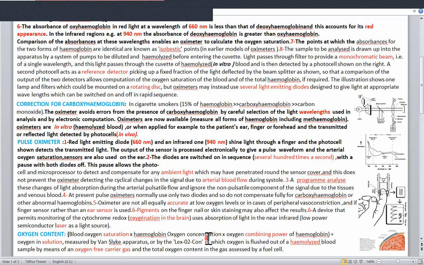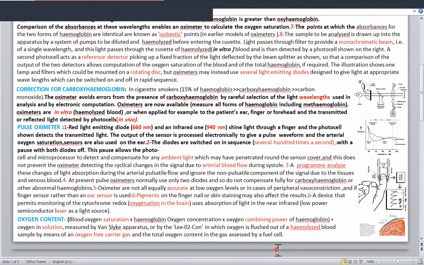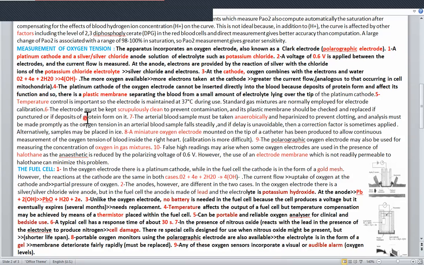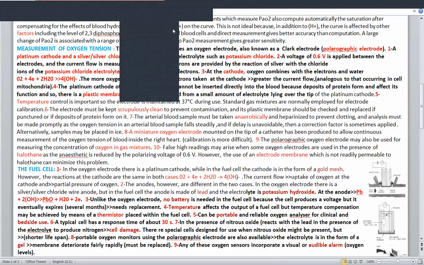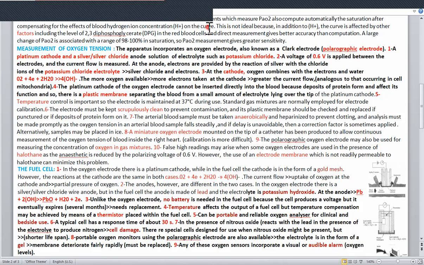It is a system where the blood is hemolyzed and the oxygen is being released, taken by an oxygen-free carrier, and estimated by the fuel cell. Of course, there is an interrelation of oxygen saturation and oxygen tension; in other words, the saturation of oxygen can be gained from the oxygen saturation curve.